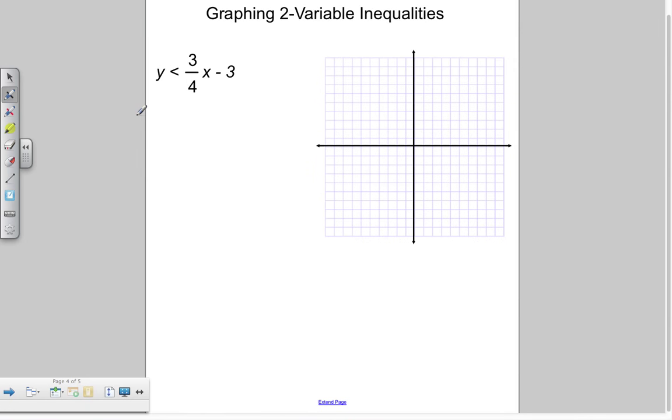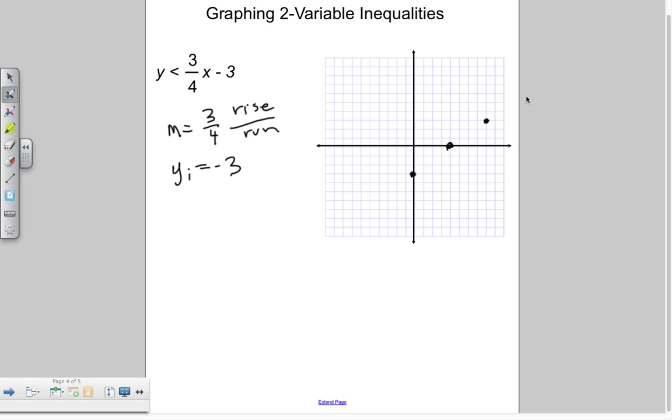Now we're going to graph two variable inequalities. Look, this is in y equals, not equals, but less than mx plus b. So all I need to know is what's my slope? 3/4. What's my y-intercept? -3. So I go to my y-axis, I find -3 and put a point. I do rise 3, run 4, put a point. Rise 3, run 4, put a point.